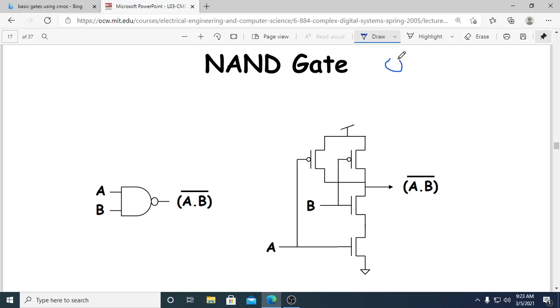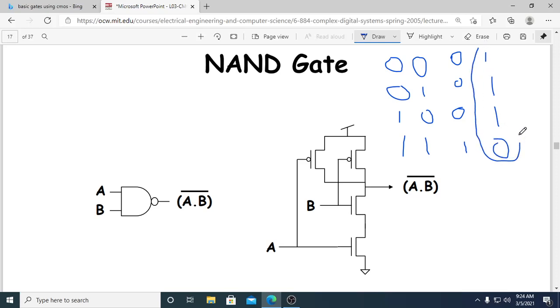I have 2 inputs and 4 combinations: 0 0, 0 1, 1 0 and 1 1. For an AND gate, if any one input is low, then the output is low, so the output is 0, 0, 0 and 1. But for the NAND gate, you get 1, 1, 1, 0. We have to observe whether we are getting this or not, and we will check using this.